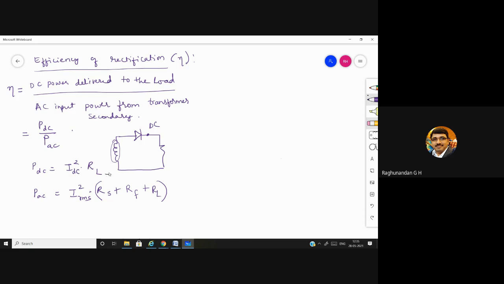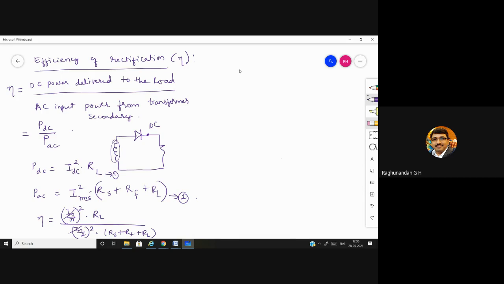So take this as equation number 1 and this as equation number 2. Now efficiency, we'll be just substituting I square DC RL divided by I square RMS into RS plus RF plus RL. So I square DC, for IDC we are having the formula IM by pi. Substitute that into RL, divided by I square RMS, we are having formula IM by 2. So IM by 2 whole square into RS plus RF plus RL. So IM will get cancelled.